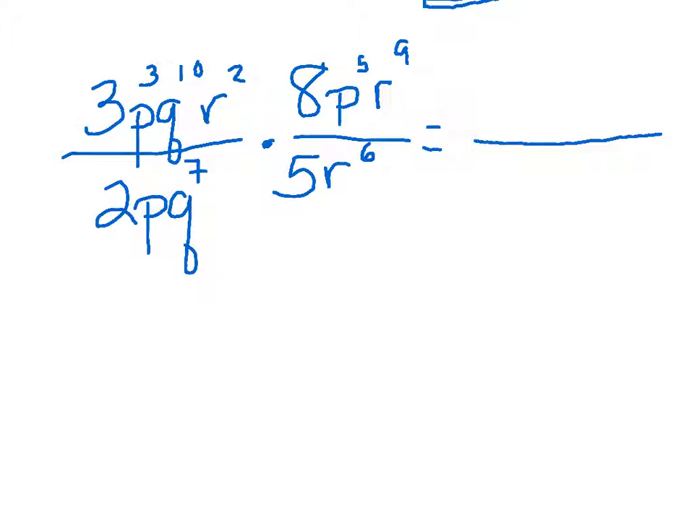So on the top, our coefficients, or the numbers we need to multiply, is 3 times 8. That's going to give us a 24. If we look at all our p's, we have a p to the 3rd times a p to the 5th. That's p to the 8th. Q's, all we have is a q to the 10th, so we're just copying that over. And then for r's, we have an r to the second power and r to the 9th. When we add those, we get 11.